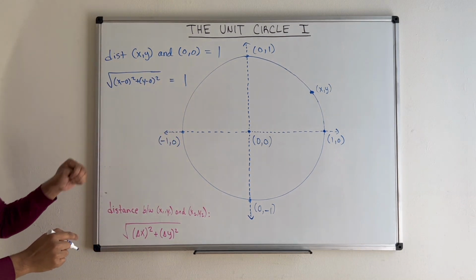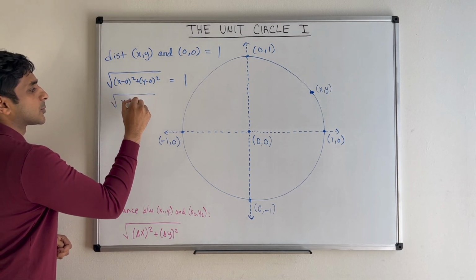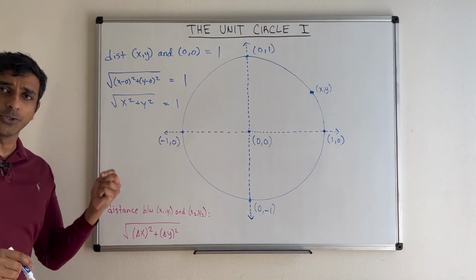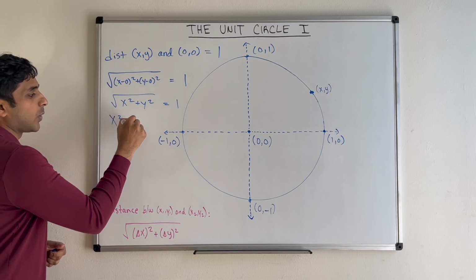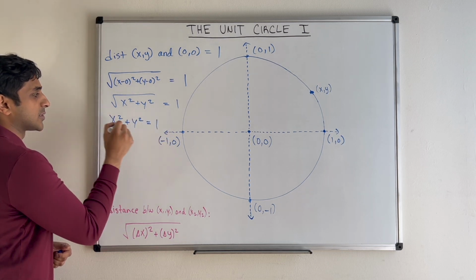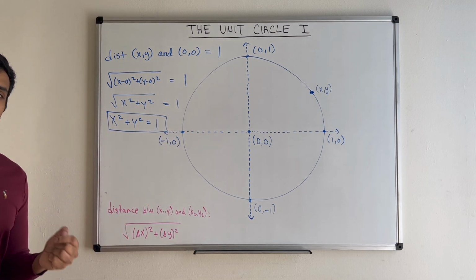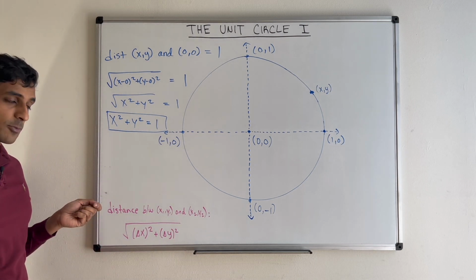Okay, we can clean this up a little bit because x minus 0 is just x, so this is the same as the square root of x squared plus y squared is equal to 1. And to eliminate the square root, we can just square both sides of this, and we would get x squared plus y squared is equal to 1 squared, which is just 1. And this gives us our final nice and simple equation for a unit circle, x squared plus y squared is equal to 1, which comes from the distance formula.